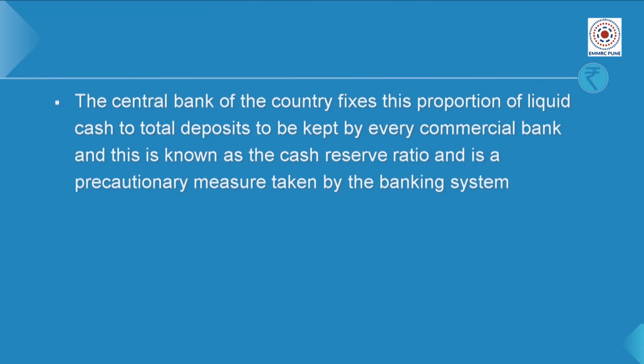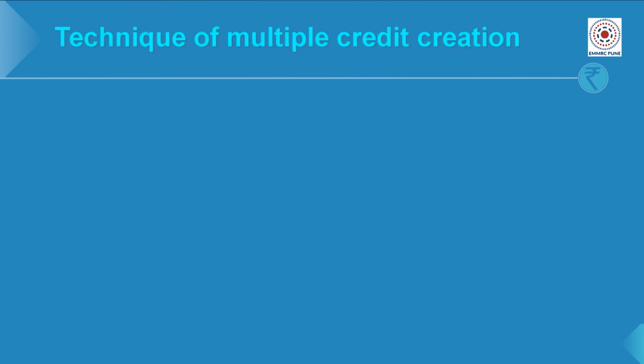The central bank of the country fixes this proportion of liquid cash to total deposits to be kept by every commercial bank, and this is known as the cash reserve ratio, a precautionary measure taken by the banking system. Now, let us see the technique of multiple credit creation.